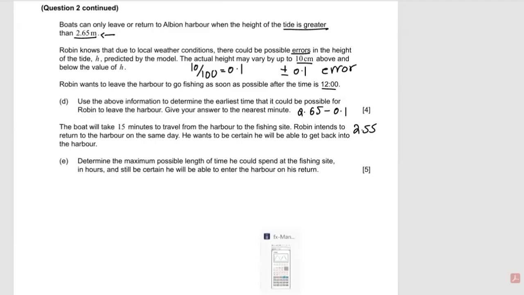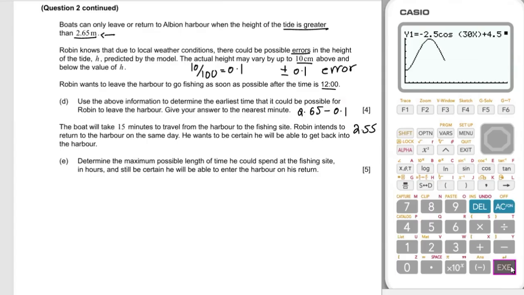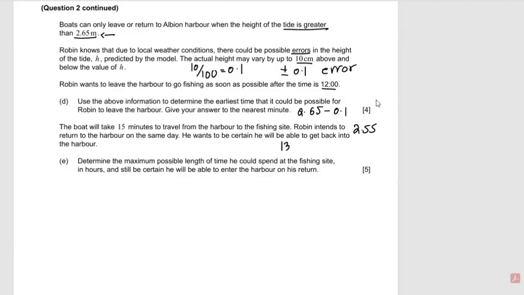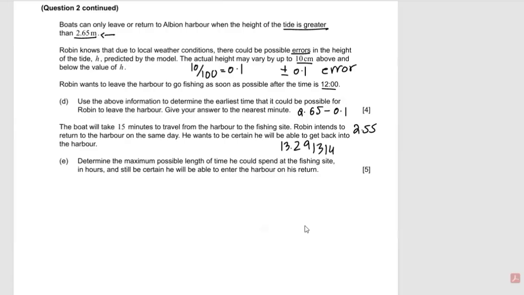Since you need the earliest possible time, put a horizontal line at 2.55. Keep in mind the earliest possibility. So let's go to GSolve and intersect. And I need after 12. So this is the first time, which is 13.291314, 13.29. Oh, this big answer. 131415. So now stop and think, I need to give my answer to the nearest minute.